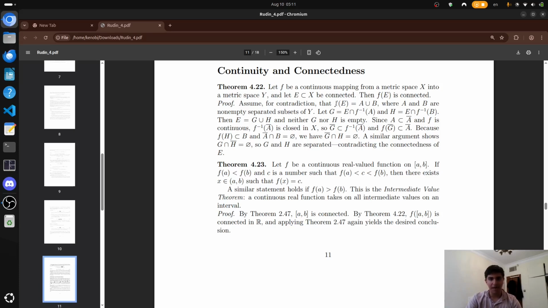Assume for contradiction that f of E equals A union B, where A and B are non-empty separated subsets of Y. This is not by contradiction, there is a mistake here. We just want to show that if it's not connected, then that means it's not connected. Let G equal E intersection f inverse of A, and H equal E intersection f inverse of B. Then E equals G union H.